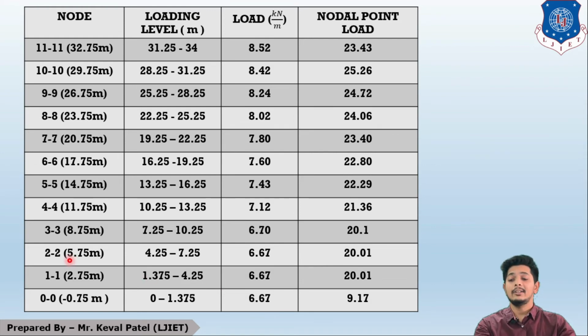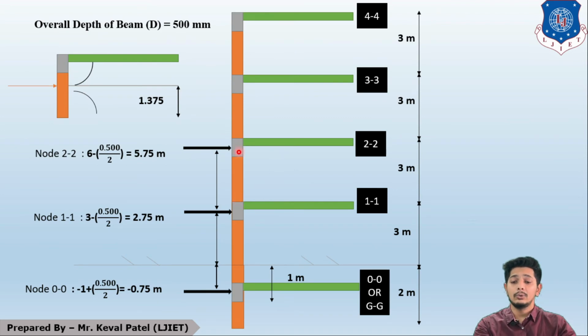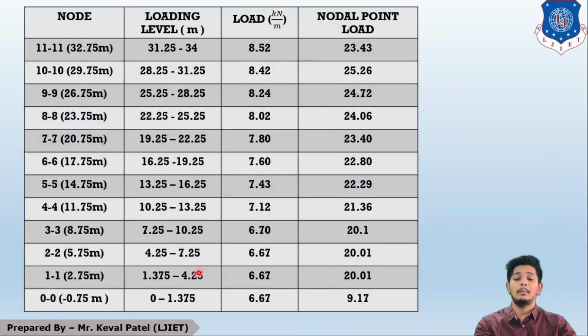For next, at node 22, what will be the loading level? At node 22, half of this story and half of this story will be considered. So it will start from the previous value as 4.25 and end on the top value 7.25. So this is how we can prepare all these loading level values. And at last, we have to incorporate total height of the building including parapet.